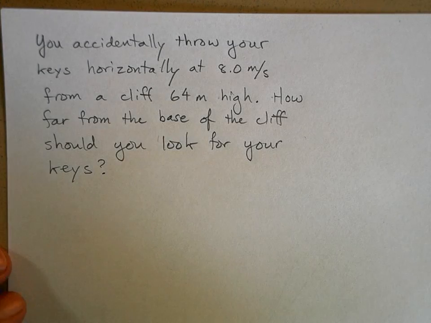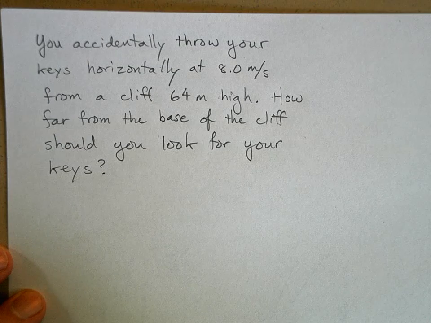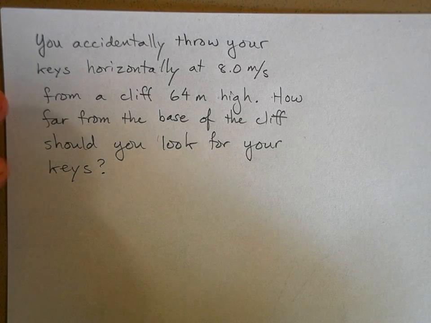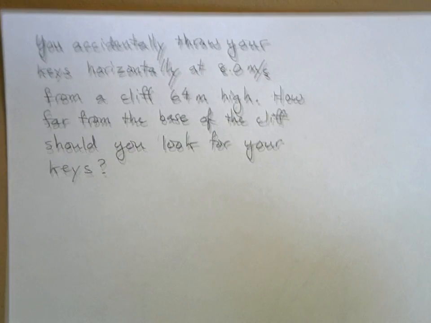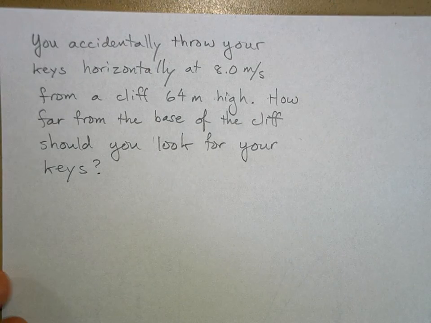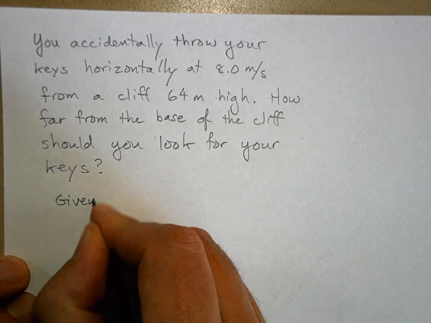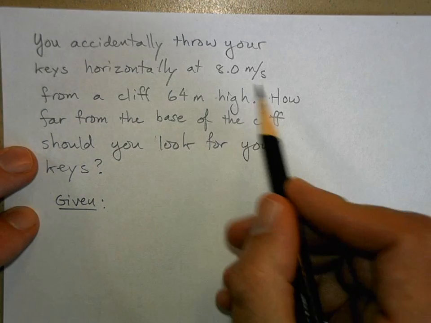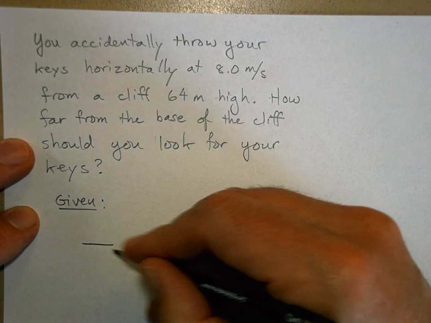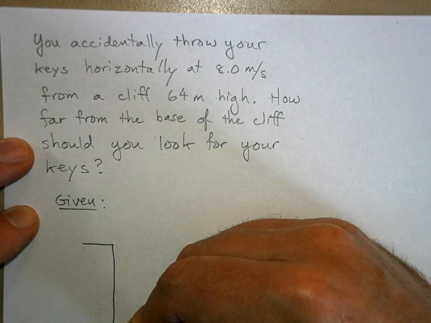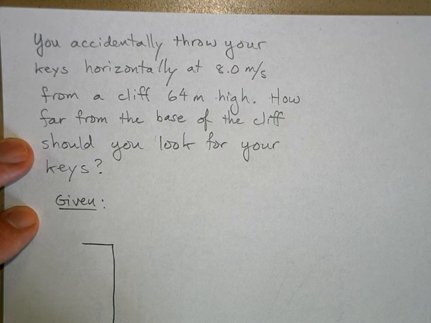But we want to know how far from the base of the cliff you should look for your keys. So let's use good problem-solving technique here. We're going to use given, find, and solve with a picture. Given: your keys, 8 meters per second, from a cliff, 64 meters. Let's draw the cliff. And this is one of the types of problems that you're going to have to solve for projectile motion problems.